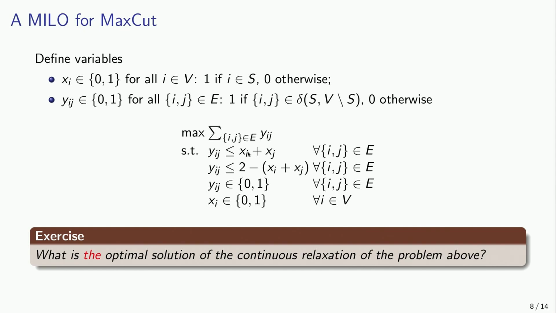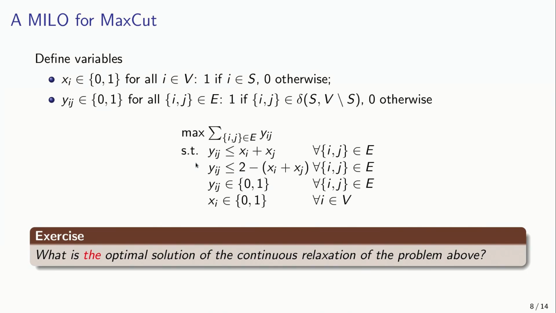If both xi and xj are equal to 0, then this constraint will be the most restricting, so yij will be forced to be 0. If both xi and xj are equal to 1, then 2 minus 1 plus 1 will force yij to be equal to 0. Do you agree with this model? Looks like it works. I don't need any other constraint. I don't need any constraint of the form yij greater than or equal to something else.